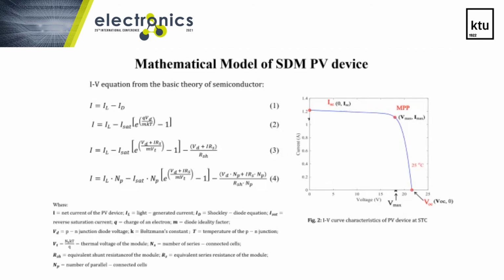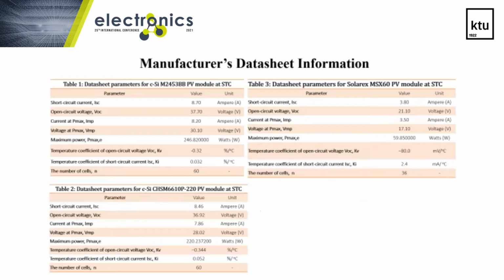Now, the manufacturer's datasheet information. In this study, 3 different types of PV modules were used to test the proposed algorithm. And these are the datasheet information for these 3 tested PV modules, which are all from the crystalline silicon family.